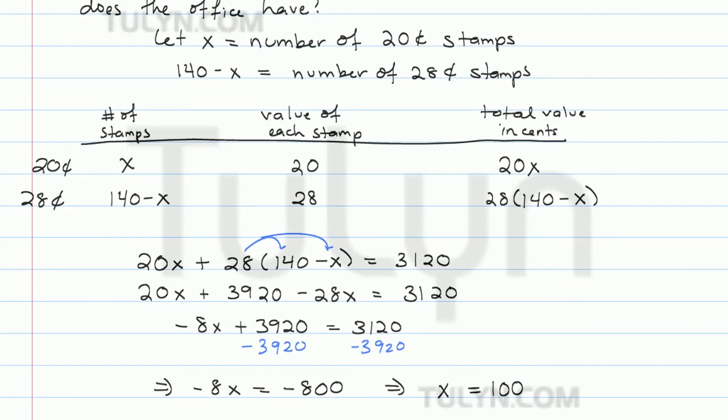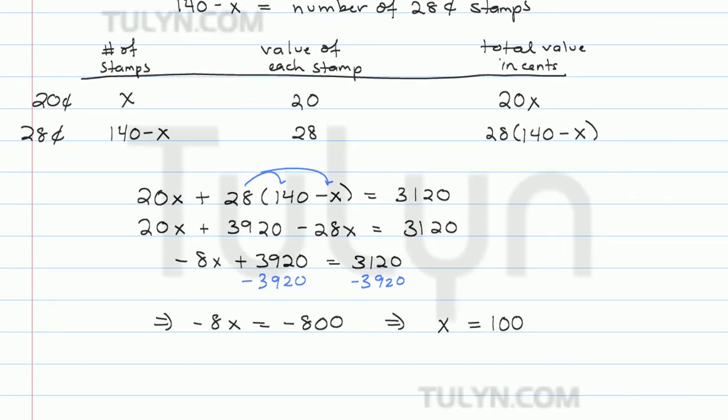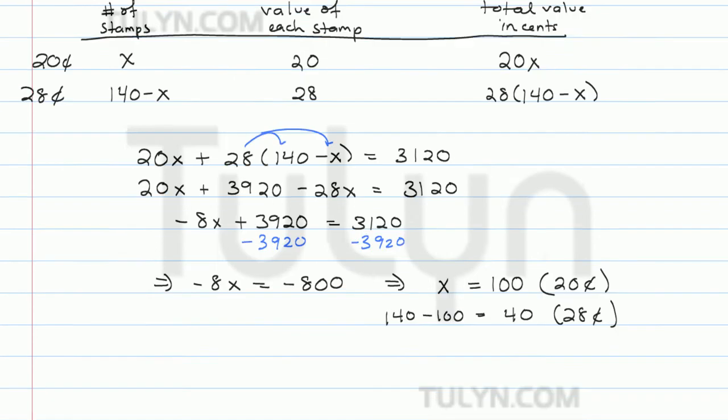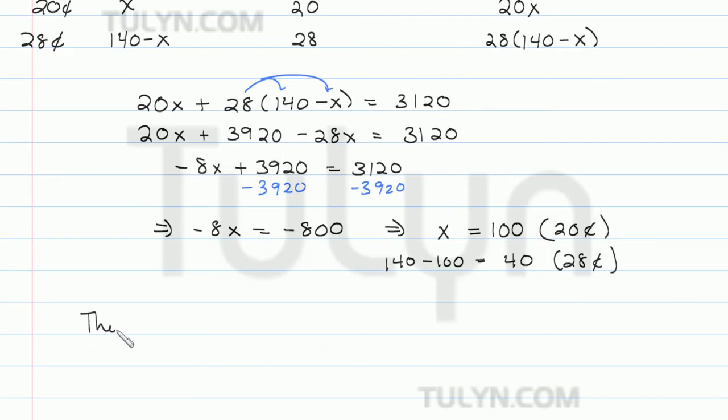So let's go back up. X is the number of 20-cent stamps. So there are 100 20-cent stamps. To find the number of 28-cent stamps, we want to solve 140 minus 100, so we get 40 28-cent stamps. So there are 100 20-cent stamps and 40 28-cent stamps.